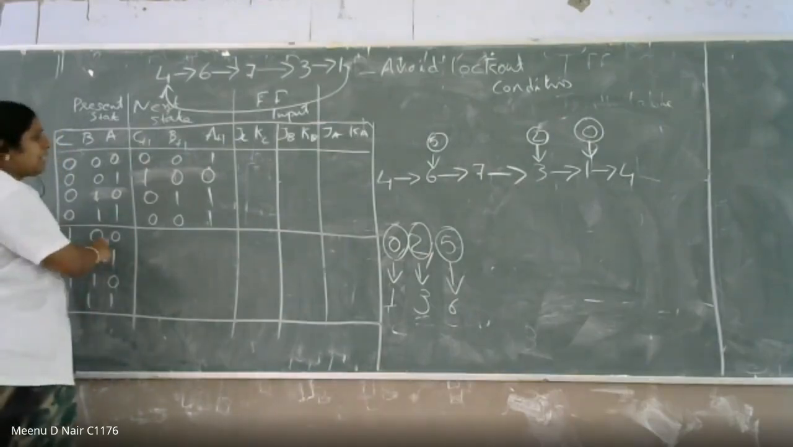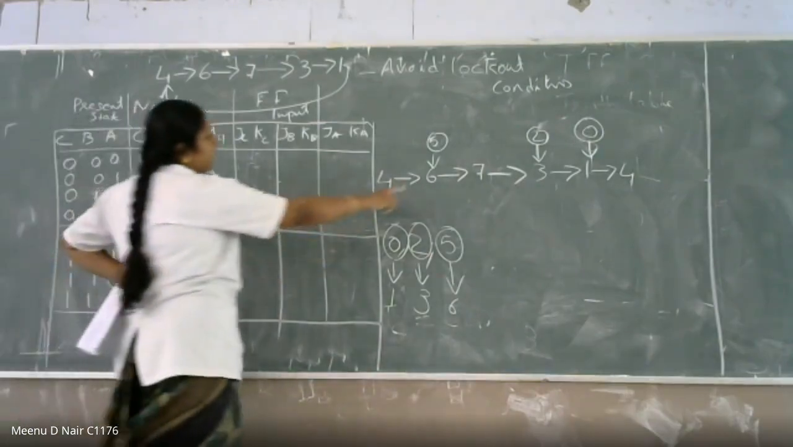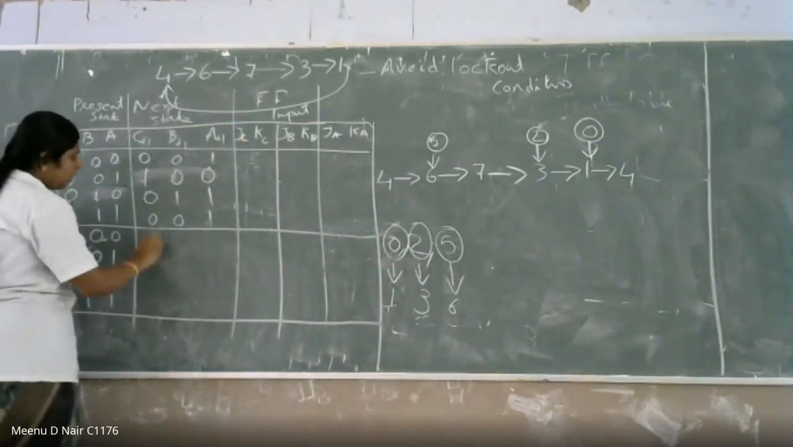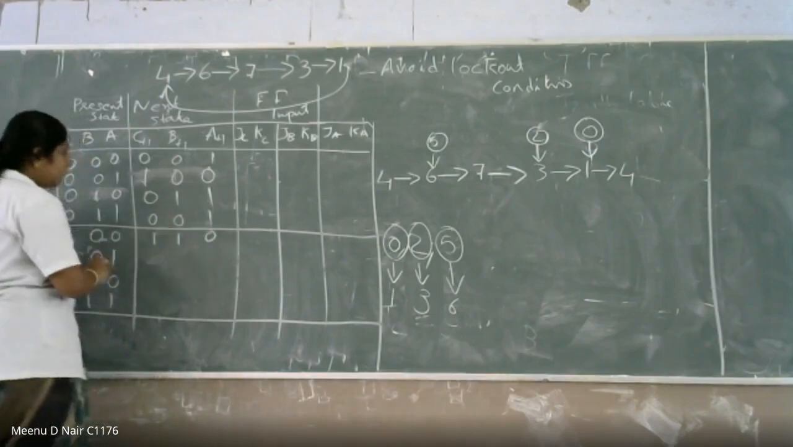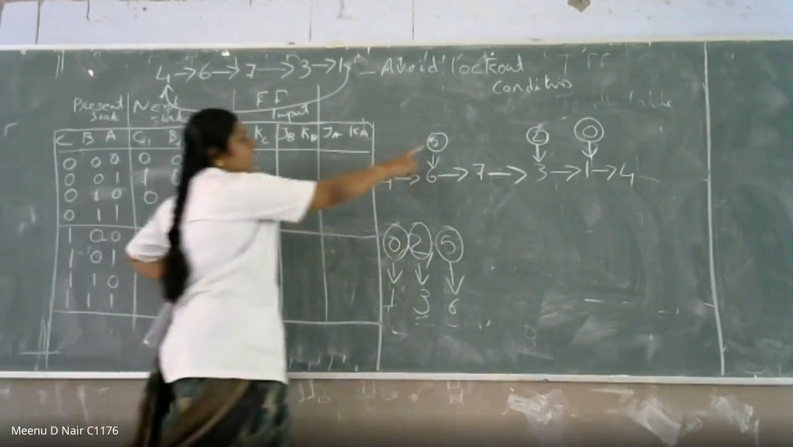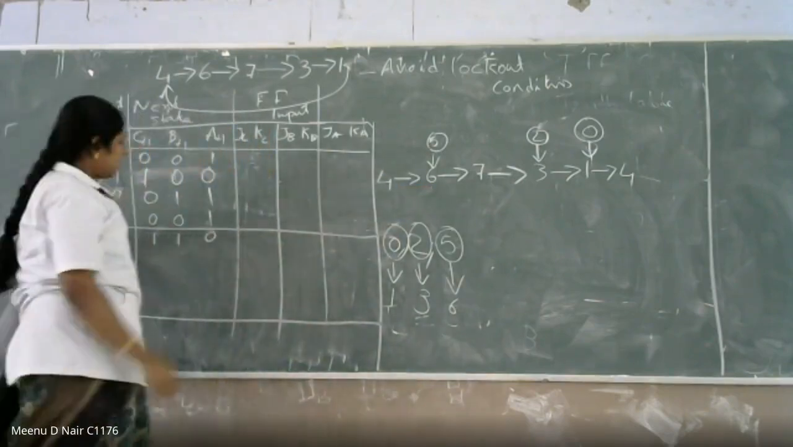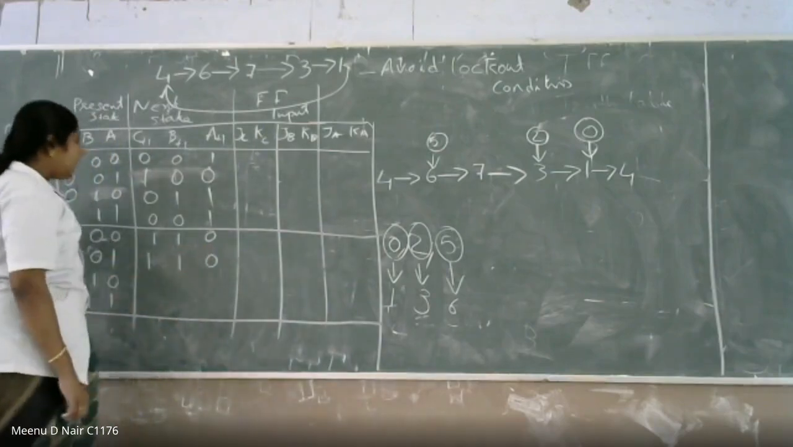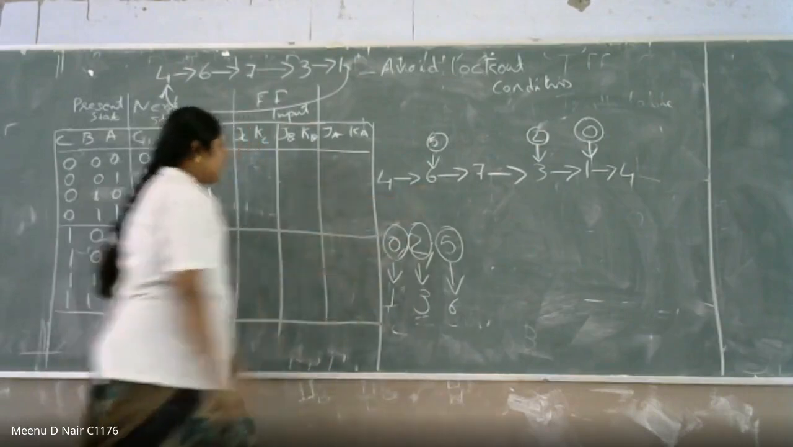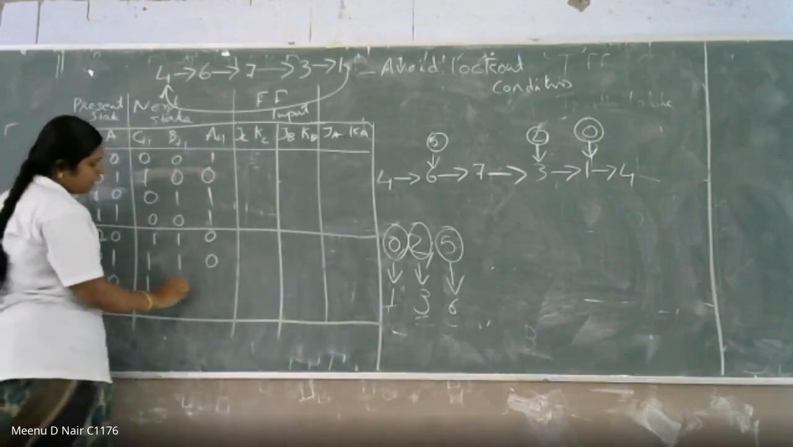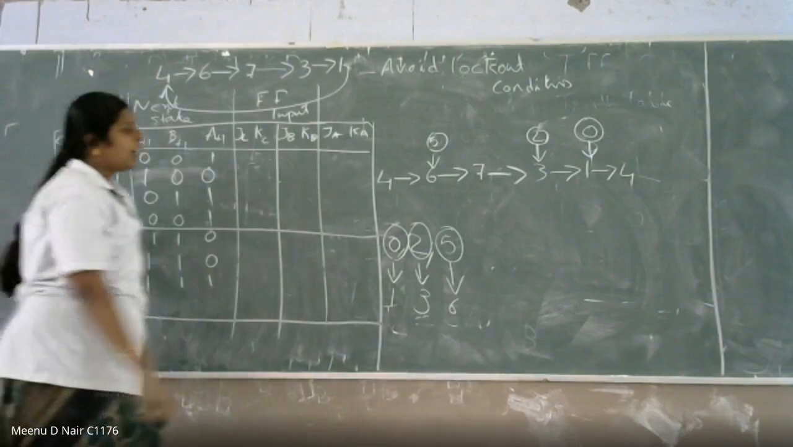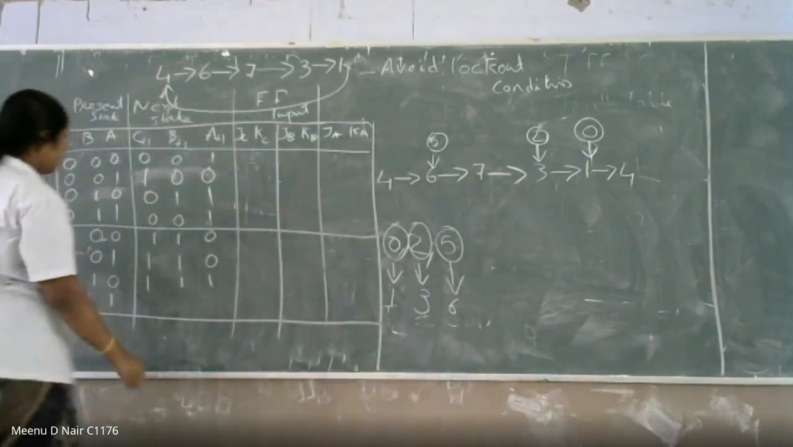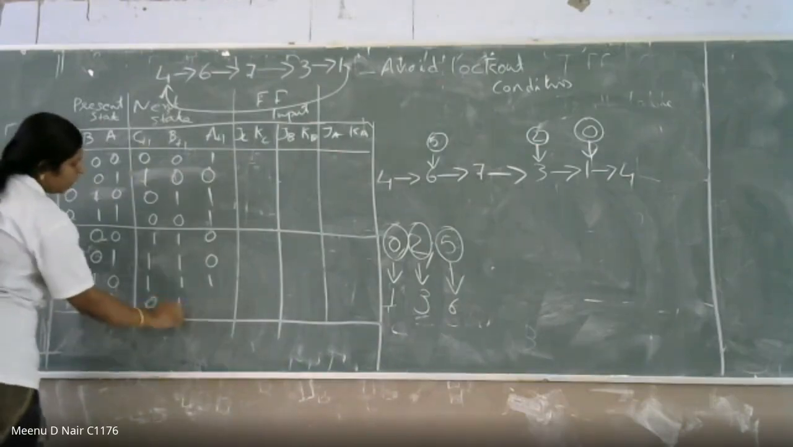Next step. What is the next state of 4? Next state for 4 is 6. 6 is nothing but 1, 1, 0. Next is 5. What is the next state of 5? That is also 6. So we are writing 1, 1, 0. Then what is the next state of 6? That is 7. So 1, 1, 1, that is 7. Then what is the next state of 7? That is 3. 3 is nothing but 0, 1, 1.